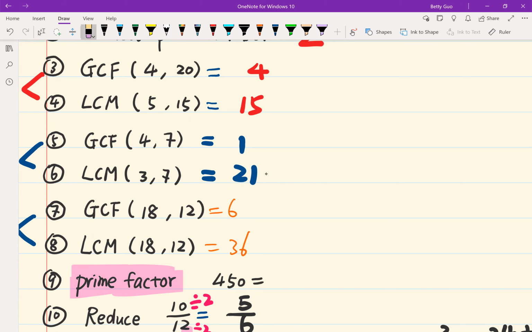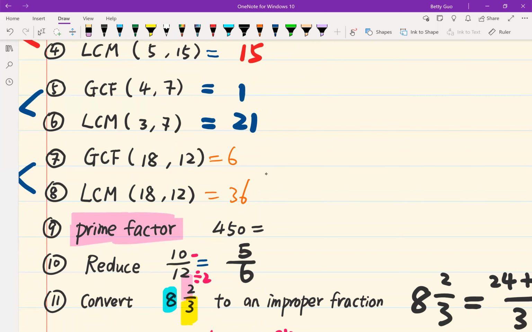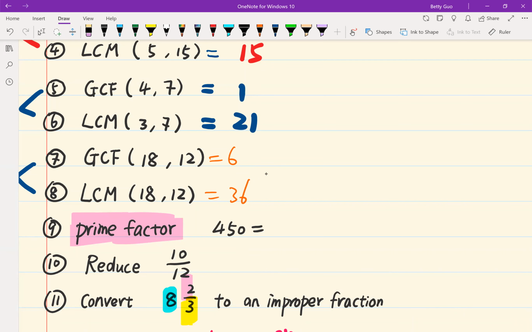Number 9, we're gonna handle fractions now. Number 9 is still like the basic thing. Prime factor 450. I give you 1 minute. Number 9, prime factor 450. The big L technique.